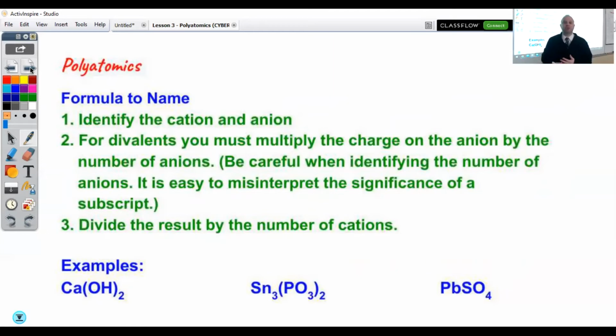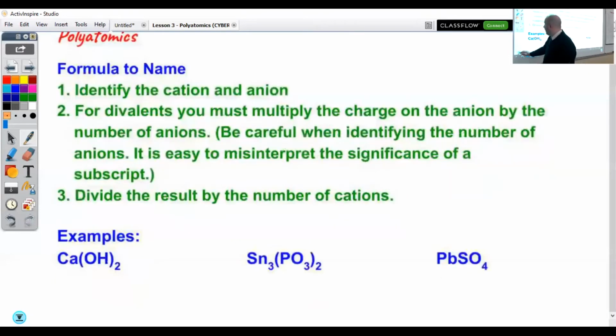If we look at the instructions, they say identify the cation and the anion. And then for divalence, we're going to have to multiply the charge on the anion by the number of anions in order to try and figure out what that charge is on the divalent. Remember, divalents have more than one possible charge. I wrote, be careful when identifying the number of anions. It's easy to misinterpret the significance of a subscript, as I mentioned earlier. Finally, divide the result by the number of cations. So let's take a look at our 3 examples here.